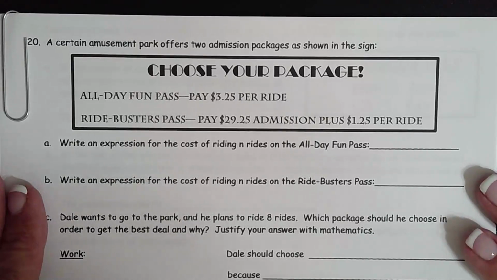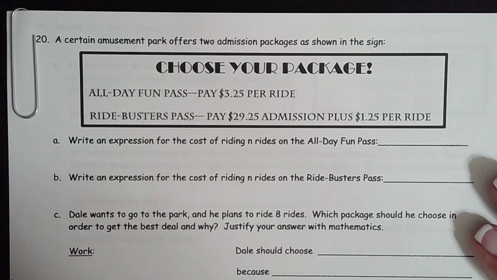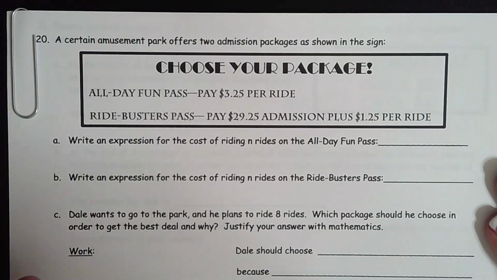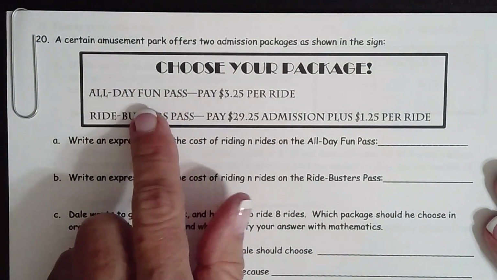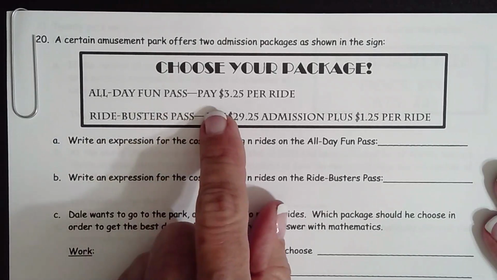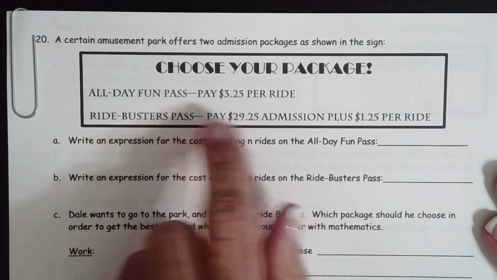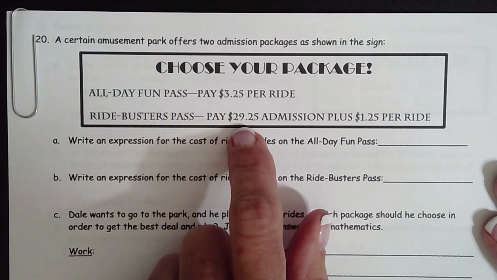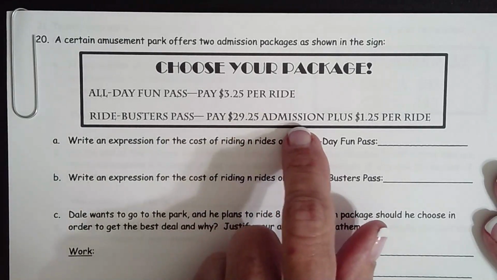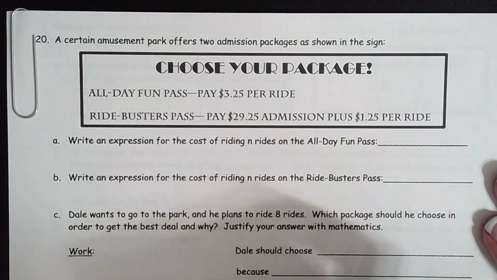A certain amusement park offers 2 admission packages as shown in the sign. So the all-day fun pass is $3.25 per ride. The Ride Busters pass, you pay an upfront fee of $29.25, and then it's just $1.25 per ride.